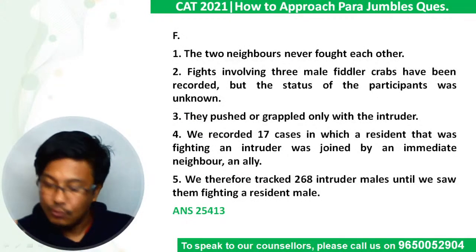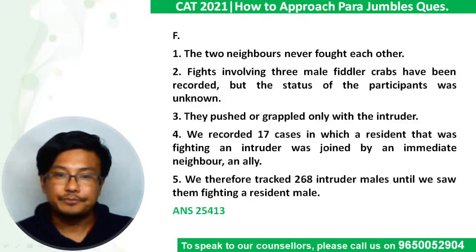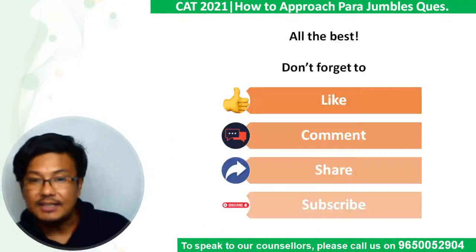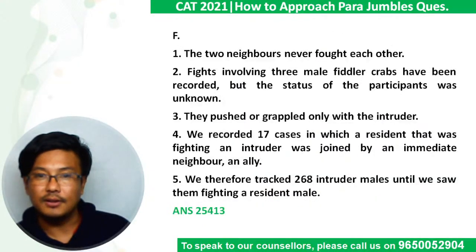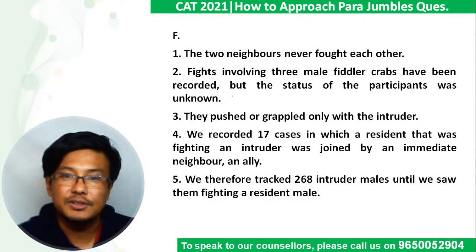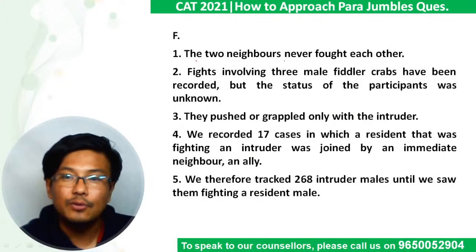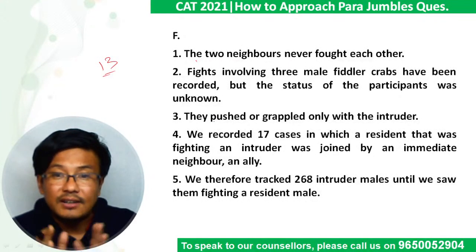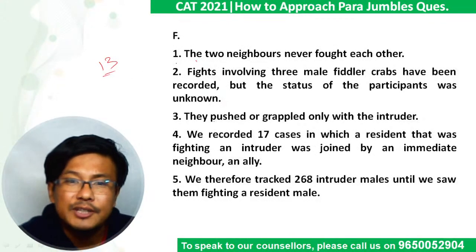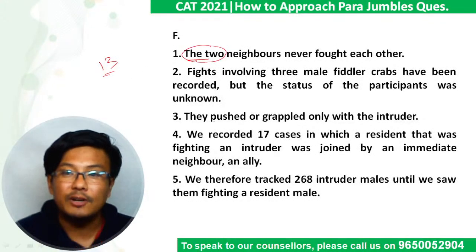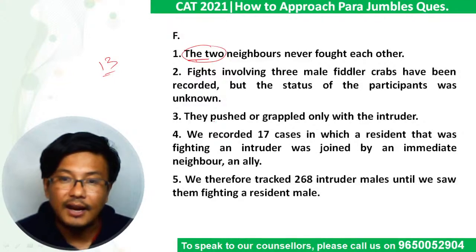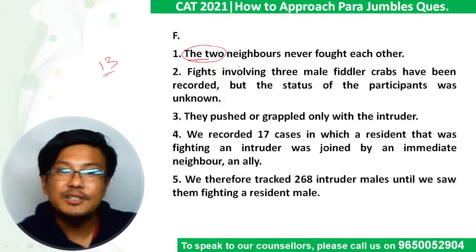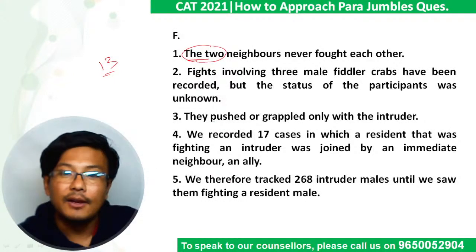If you want, I'll explain it again. No problem. Let's approach it with a clean slate of mind. Let's not look at the answer options. The two neighbors never fought each other. They pushed or grappled. The first thing which I found was 1 and 3. We are speaking about a certain result. Even when you say "the two neighbors", it's a subsequent mention. Now, one more thing which I found was that we therefore tracked.